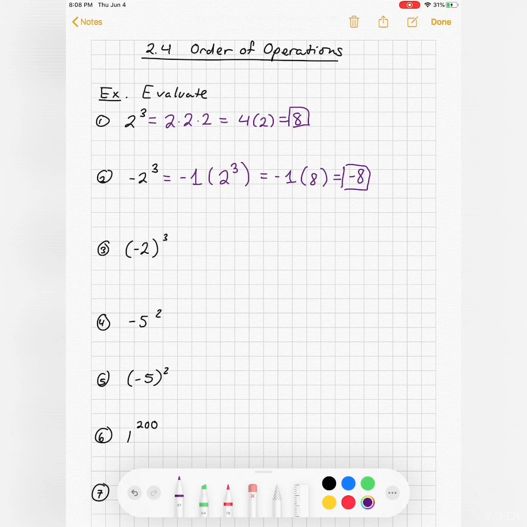As opposed to here in 3, this whole quantity is under the exponent because of that parentheses. So this means I actually have to multiply that -2 by itself 3 times. Do you remember how this worked? I had -2 times -2. A negative times a negative is a positive. And then 4 times -2. One positive times one negative is a negative.